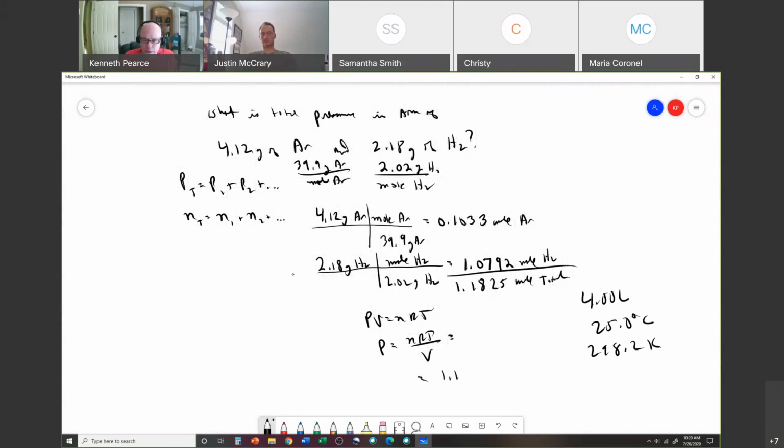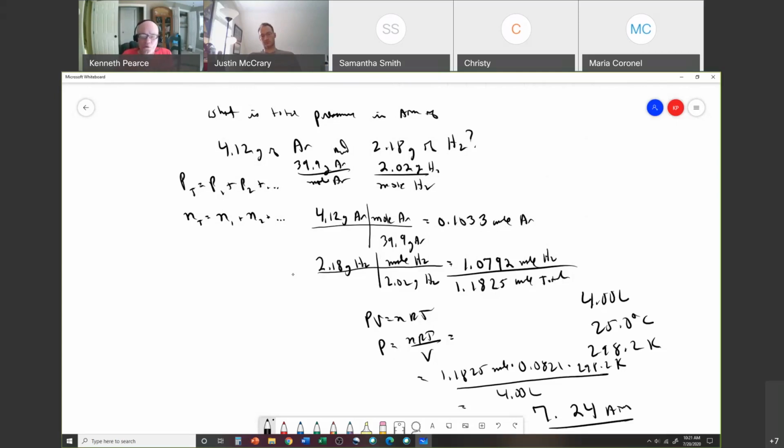And we plug in these numbers, and what do we get? We get 1.1825 mole, 0.0821 liters Kelvin, 298.2. There we go. And over our container that we have. So I'm going to take the number that I have still in my calculator times 0.0821 times 298.2, and then we're going to divide by our 4-liter container, and I get 7.24 atmospheres. And there it is.